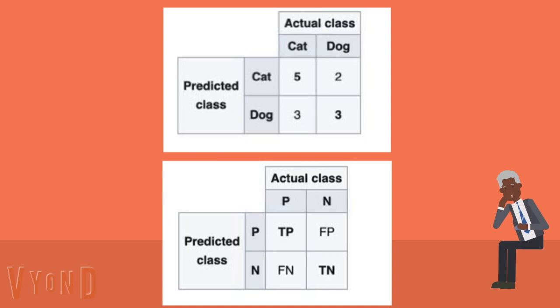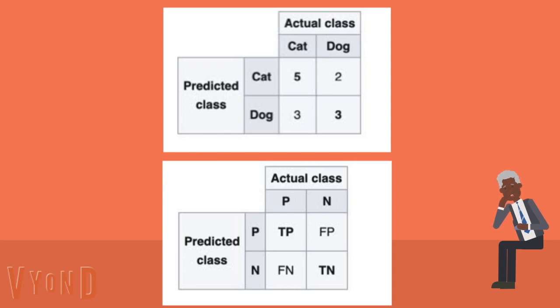All correct predictions are located in the diagonal of the table, highlighted in bold, so it is easy to visually inspect the table for prediction errors, as they are represented by values outside the diagonal. In abstract terms, the confusion matrix has P equals positive, N equals negative, TP equals true positive, FP equals false positive, TN equals true negative, FN equals false negative.